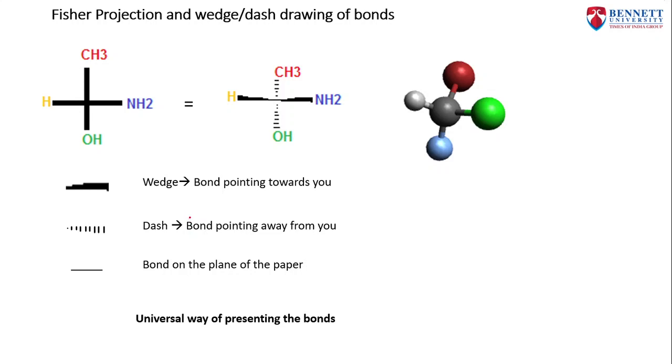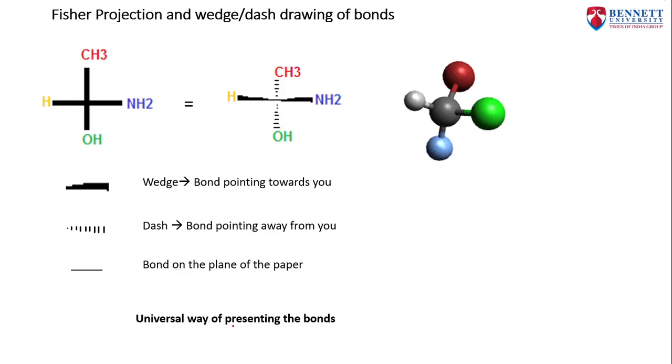So now we are going to discuss the optical isomerization. Before we learn the optical isomerization, let's learn something about Fischer projection and wedge dash drawing of bonds. I already discussed wedge means a bond drawn in a bold line, and it reflects a bond that points towards you. Dash is a bond that is pointing away from you, and this line simply means a bond that is on the plane of the paper. So this is basically a universal way of representing the bond. So first, let's learn what a Fischer projection is.